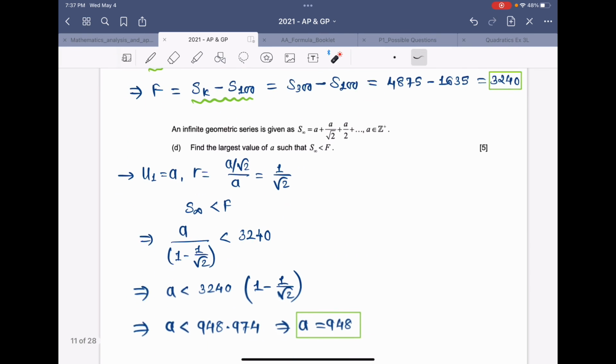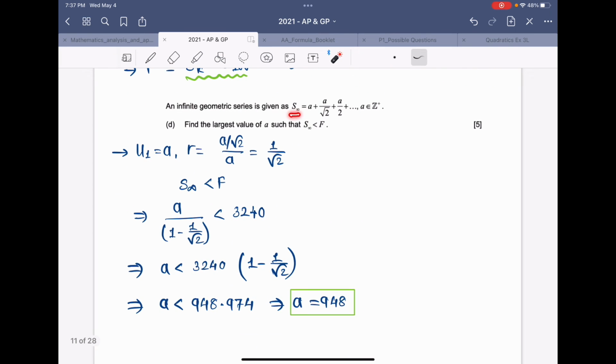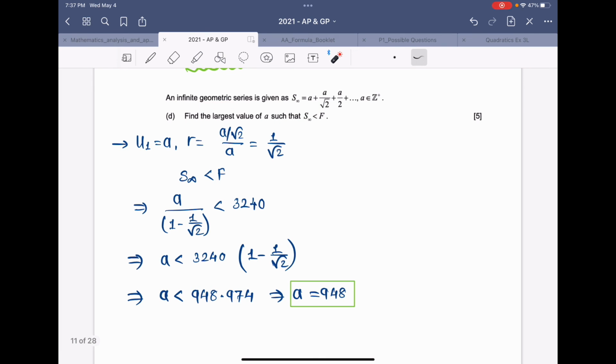Last part. An infinite geometric series S infinity is given as a plus a over root 2 plus a over 2, where a belongs to Z plus, that is, a positive integer. Find the largest value of a such that S infinity is less than f. So in this case a is my first term. This is a geometric series, so we will find the ratio, a over root 2 divided by a. A over root 2 divided by a is basically a and a get cancelled. This comes in the denominator, 1 over root 2.